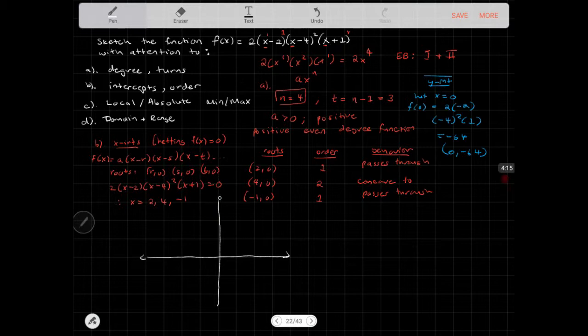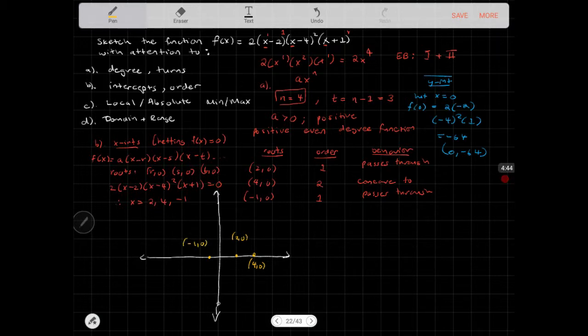Okay, I'm not going to draw this to scale. I don't really have the space for that, but we just want to plot some of the key points here. So let's plot our intercepts first. Let's say that this is 2 and 4, and this is negative 1. So this is 2 and 0, this is 4 and 0, this is negative 1 and 0.